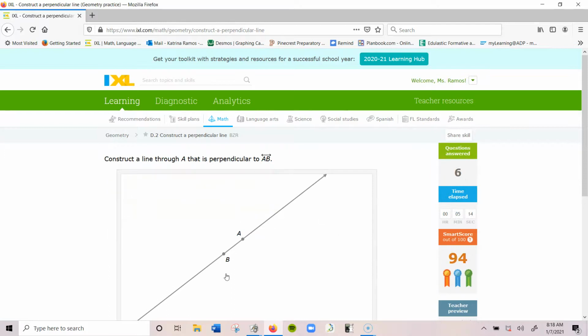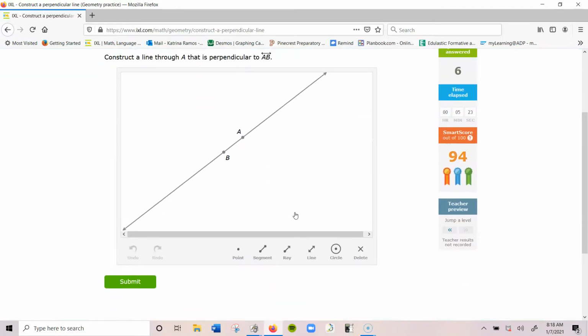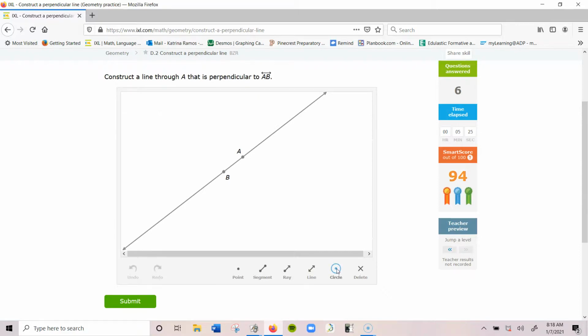Now here you have nothing, okay? We're going to construct a line through A that is perpendicular to AB. So here's your line segment. We want it through A. So first we're going to select circle, and we're going to select the 2 points that are given. And you're going to center it at A, because that's where we want the line to go through.